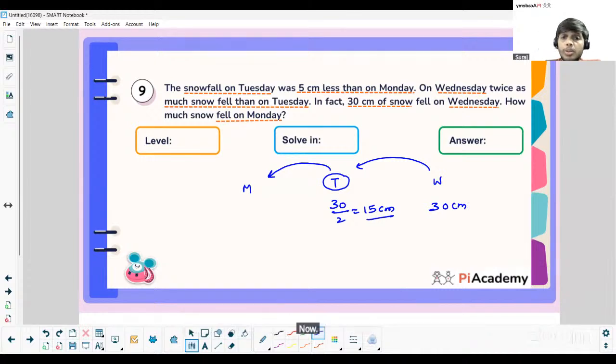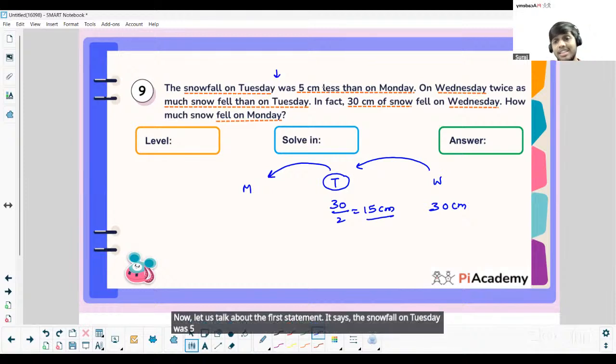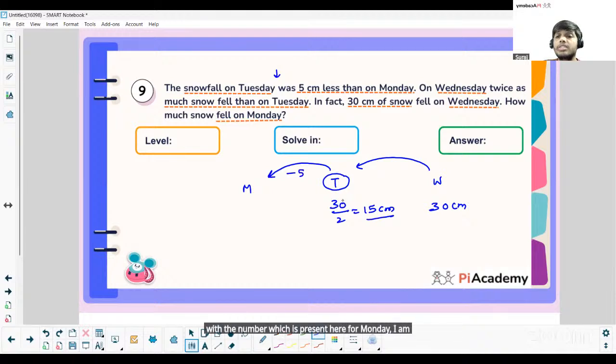Now, let us talk about the first statement. It says the snowfall on Tuesday was 5 centimeters less than that on Monday. So it means if I subtract this 5 from the number present here for Monday, I am getting the final answer as 15.